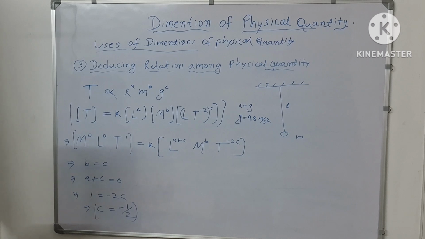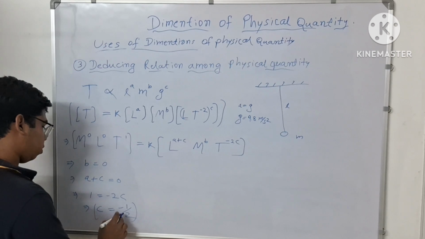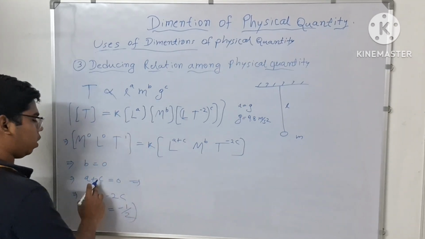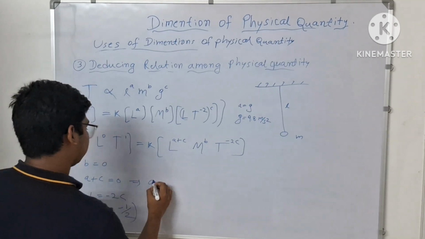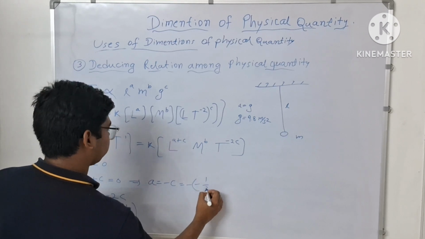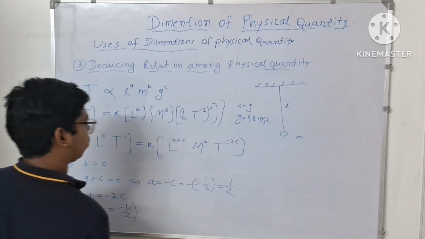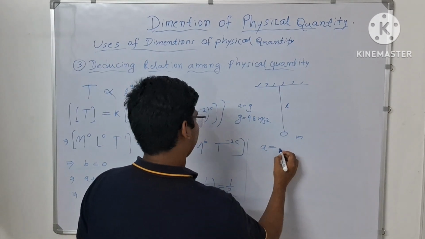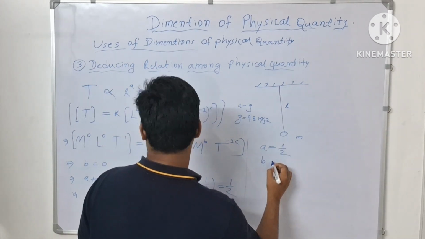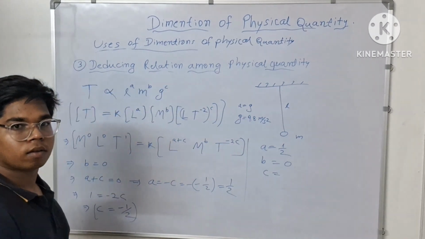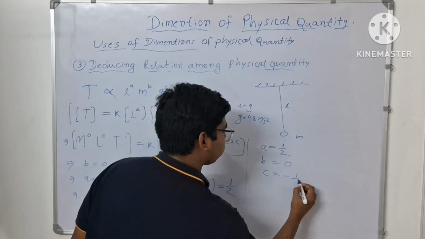Okay, if we found c equal to minus 1 by 2, and we substitute it here in place of c, then we will get a equal to minus c, which is minus of minus half, equal to half. So we found all the exponents: a equals half, b equals 0, and c equals minus half.